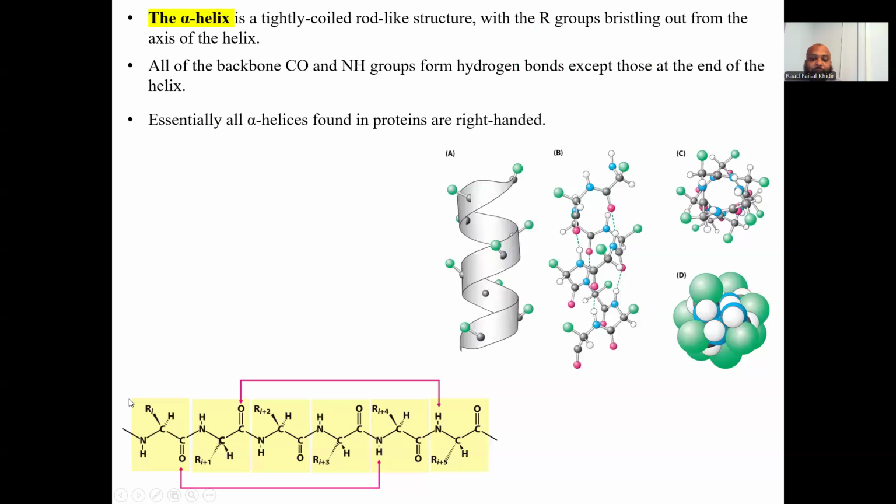Can you tell me where is the peptide bond now? I can put 1, 2, 3, and 4. Yes. So it's which one?